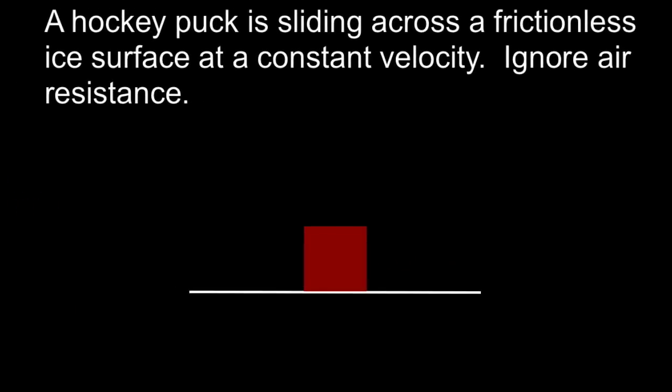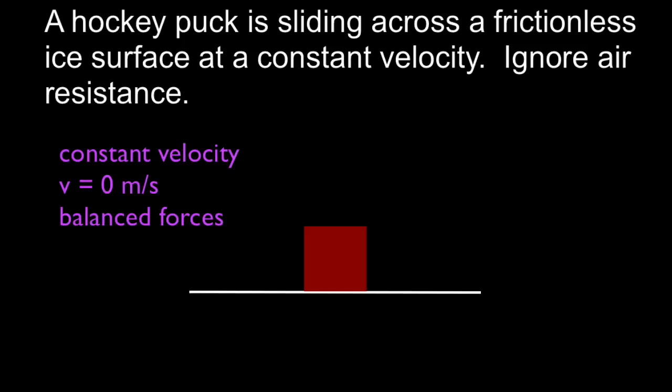And the next one, this is a hockey puck. It's sliding across a frictionless surface, and it's moving at a constant velocity. The constant velocity means that the forces are balanced. Now it does say here the hockey puck is sliding and v equals 0. That's not true. The velocity is greater than 0, but still the velocity is constant and therefore the forces are balanced.